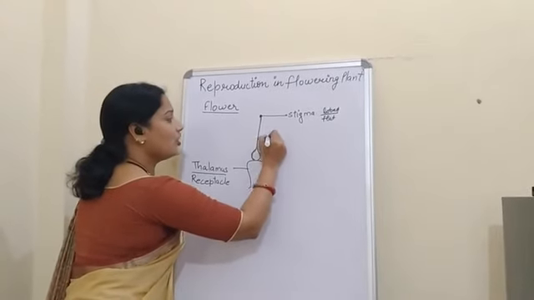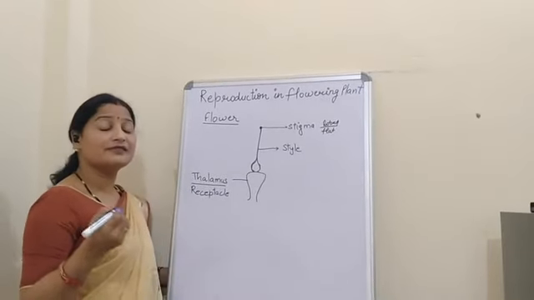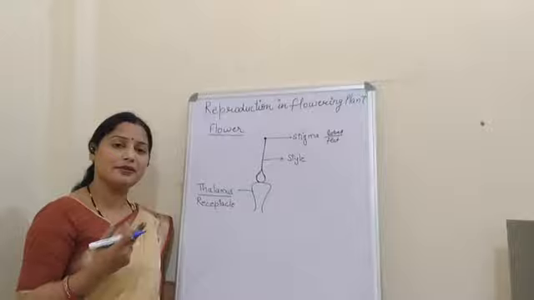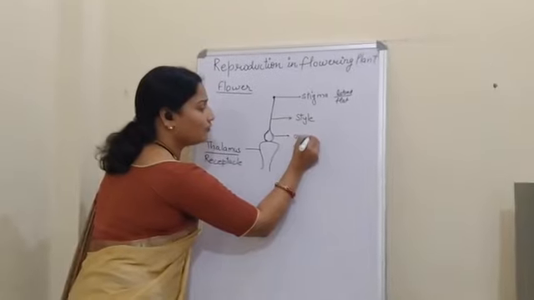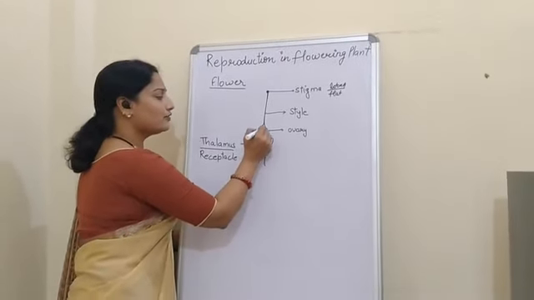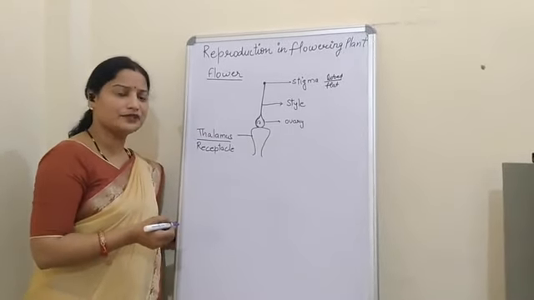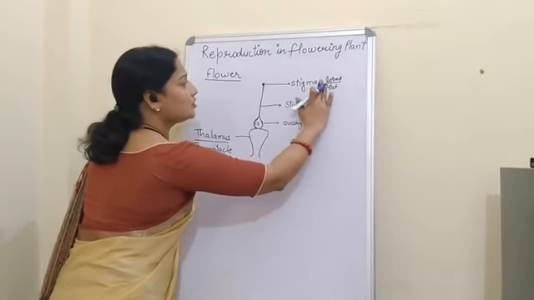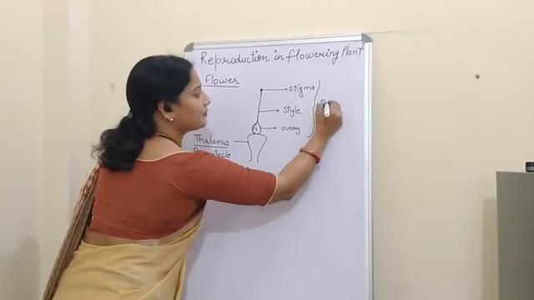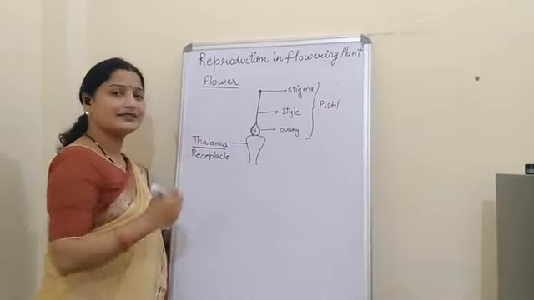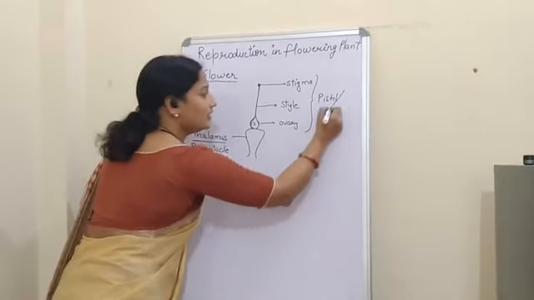Then, there is a long structure called the style. In the various flowers, the length of the style may vary. Then we come to the base, and this is called the ovary. This ovary consists of the ovule that helps in the process of fertilization and formation of seed and fruit. This all together is known as the pistil. If one is there, we call it a pistil, and if we are talking about the group, then that is called the gynoecium.